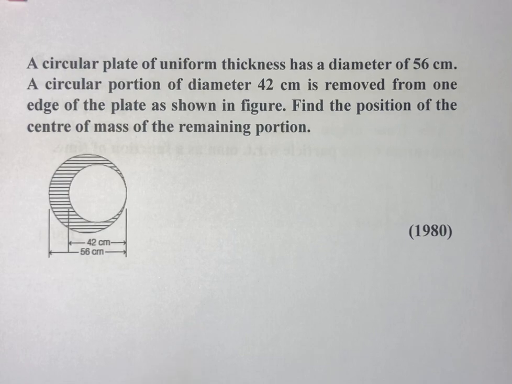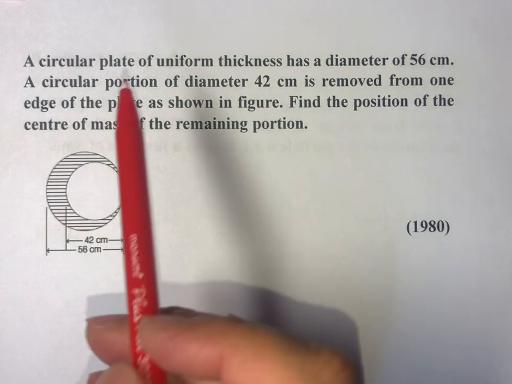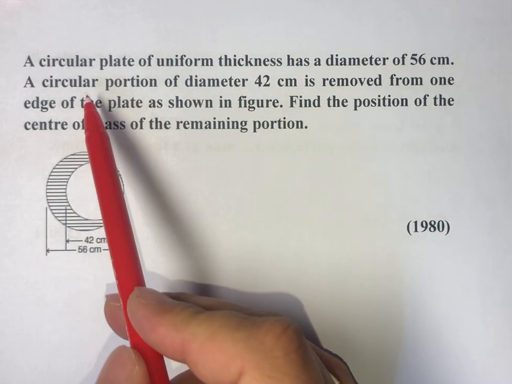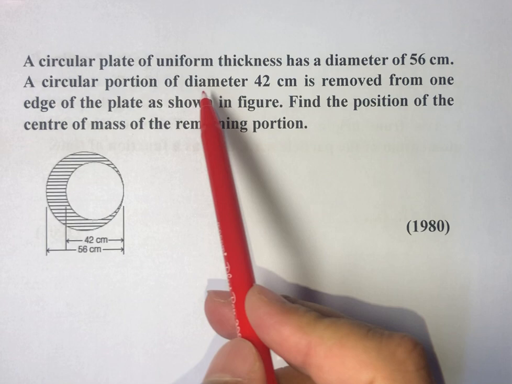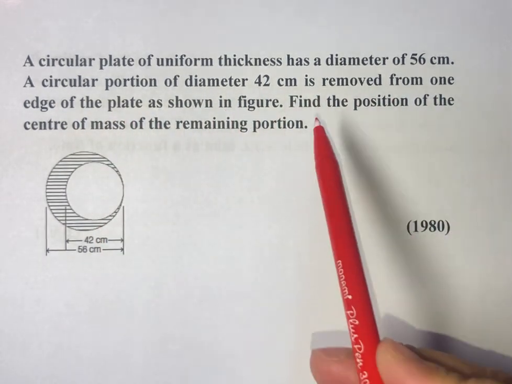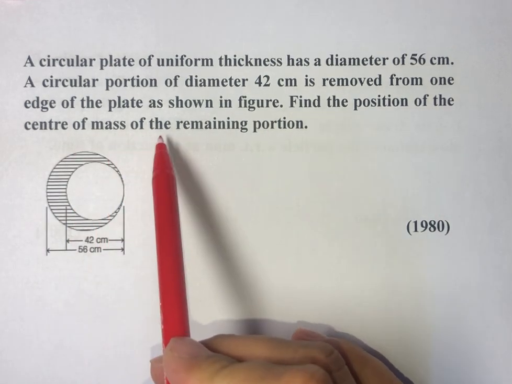Hello friends, in today's question, a circular plate of uniform thickness has a diameter of 56 centimeter. A circular portion of diameter 42 centimeters is removed from one edge of the plate as shown in the figure. Find the position of center of mass of the remaining portion.